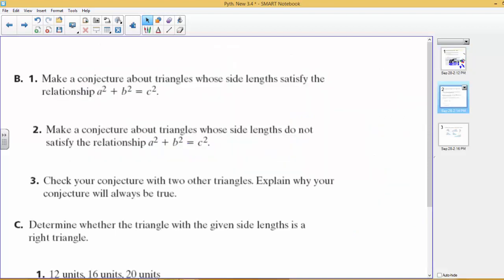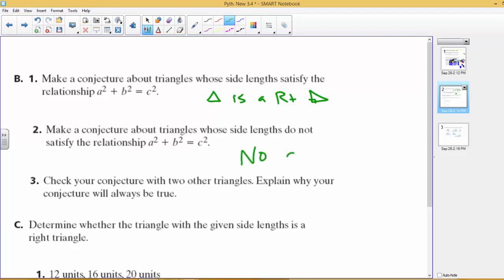So what statement can you make about triangles where a squared plus b squared equals c squared? Well, you can say that if that works, then the triangle is a right triangle. And then it says, what statement can you make if they do not satisfy that? Then it is not a right triangle.